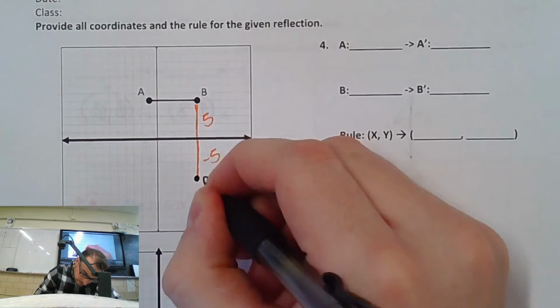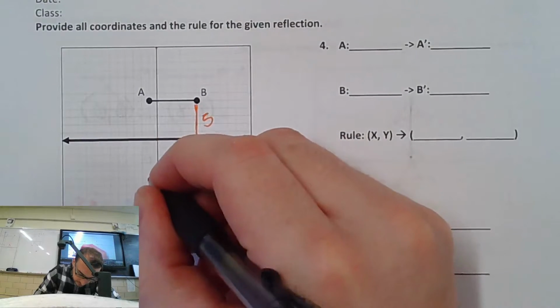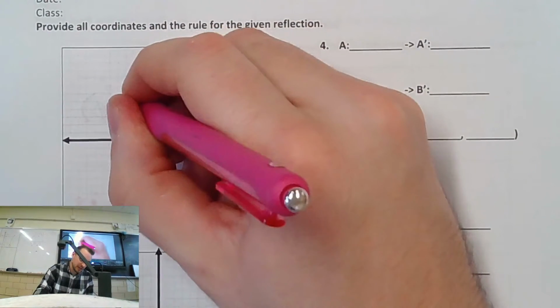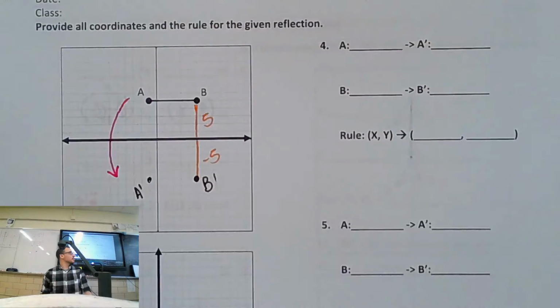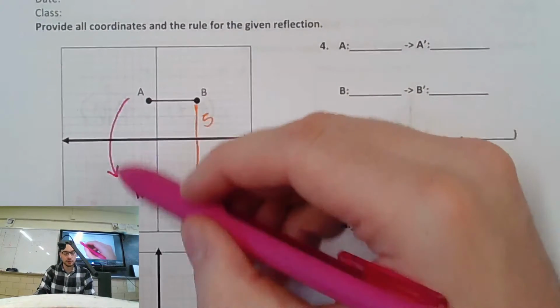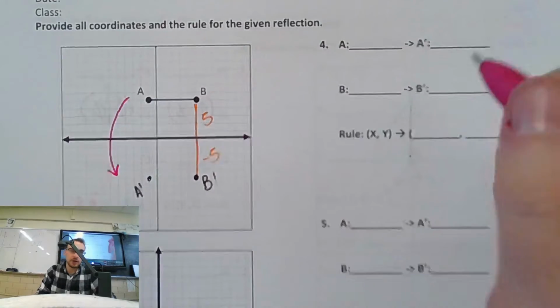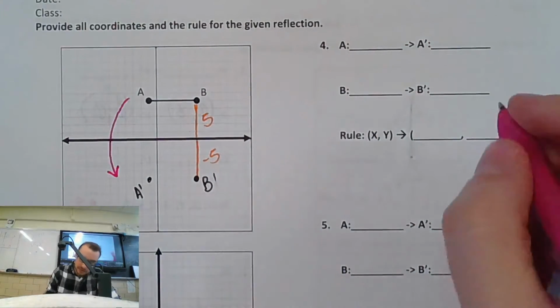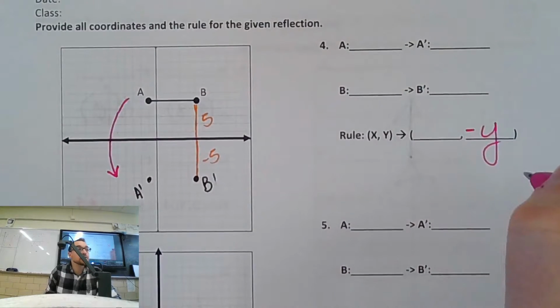And there's B prime. Same thing for A. There they are. Now, when I reflect over this line, am I reflecting vertically or horizontally? Vertical, right? A vertical flip. Which variable deals with the vertical? X or Y? Y. So our Y value is what changes because we're doing a vertical flip.